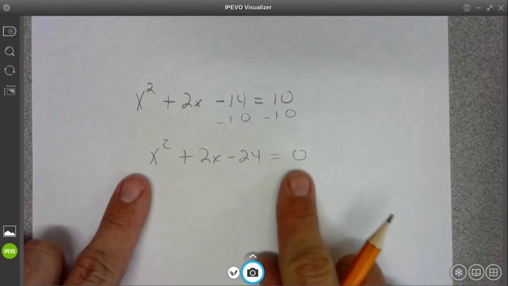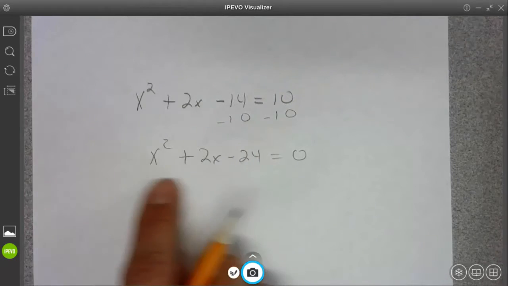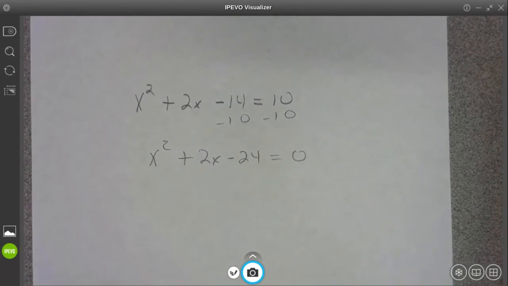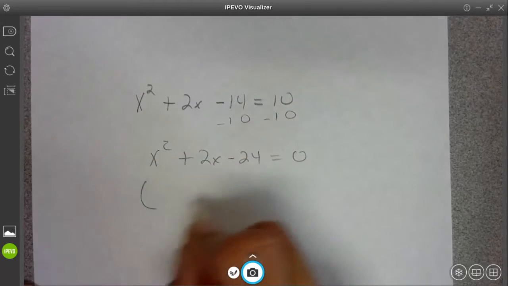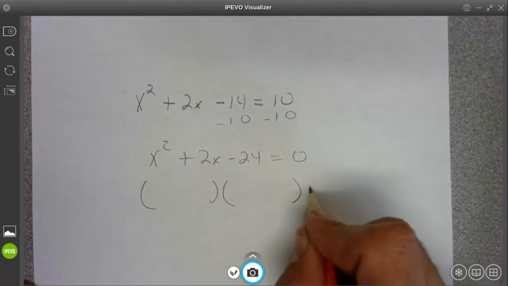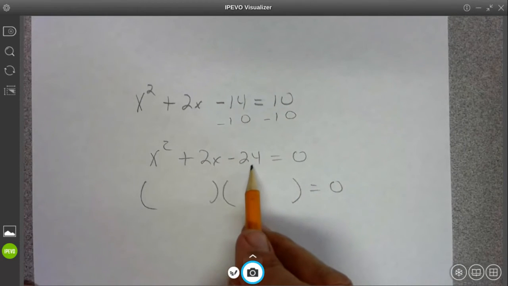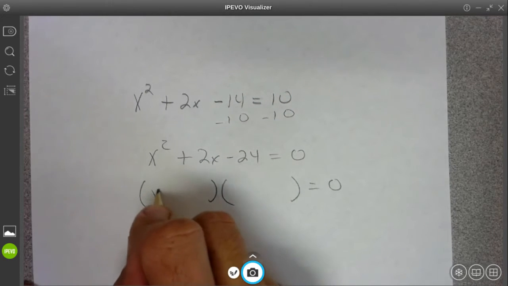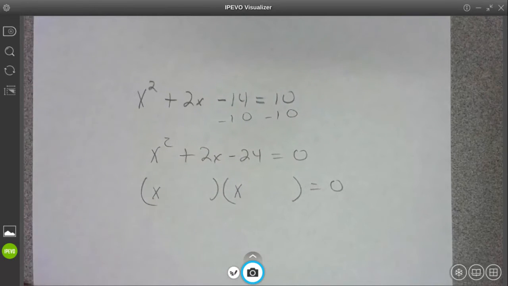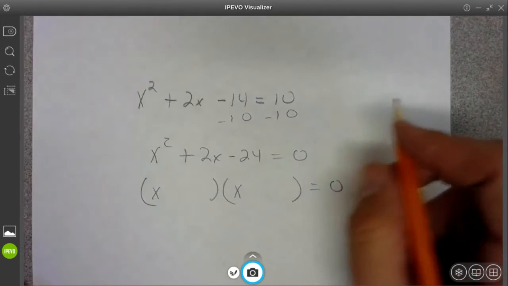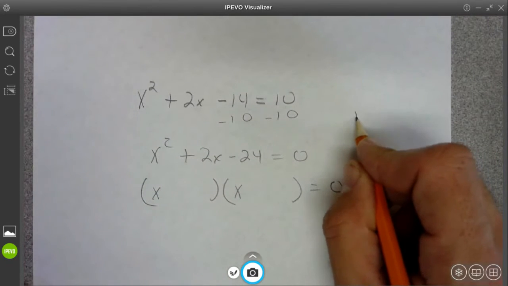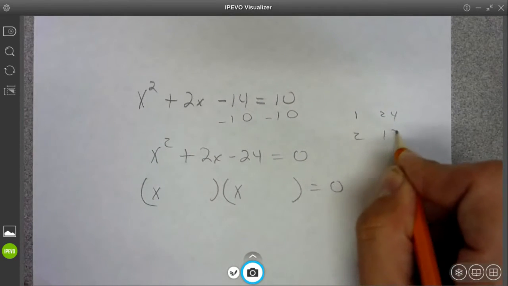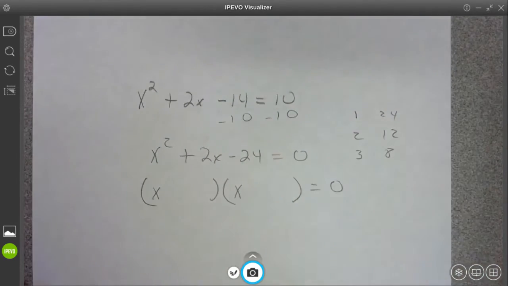Okay, and now that the right side is equal to 0, now we can factor it and apply that zero product property. So two numbers that multiply to 24 and will subtract to equal 2. They multiply to 24 and they subtract to 2. So if you have that sheet, awesome. If you don't, you'll have to do what I'm doing here and list all the factors out. There it is. Those will subtract to equal 2.